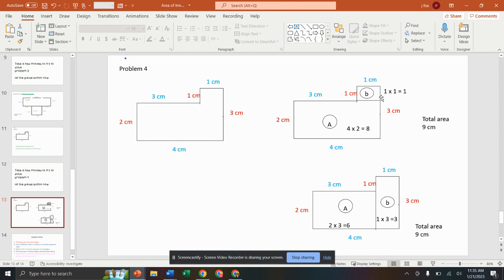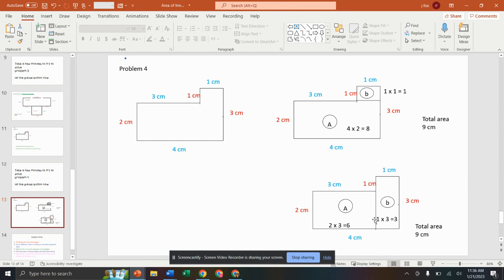So how do I make that decision? Well, the 3 goes up into 2 shapes. Remember, I want my side to only be part of that shape. So this is why I picked the 2. Okay, so we have the 4 times the 2, which is 8 centimeters. And then when I look at this shape, right, I have the 1 centimeter and the 1 centimeter. And 1 times 1 is 1, so the total would be 9 centimeters.